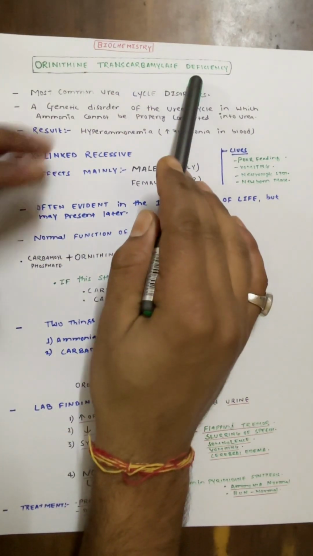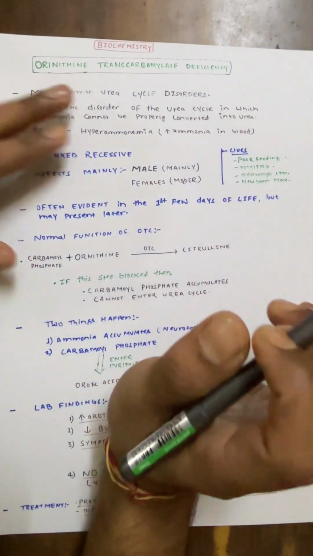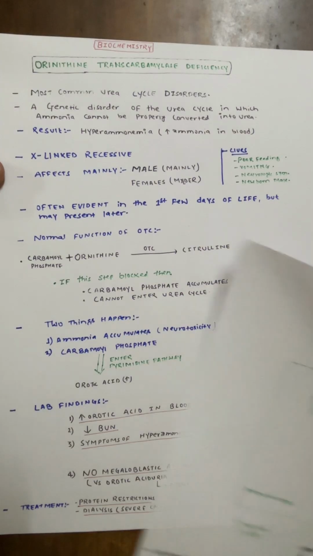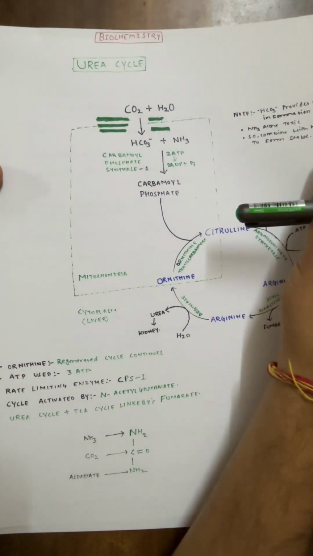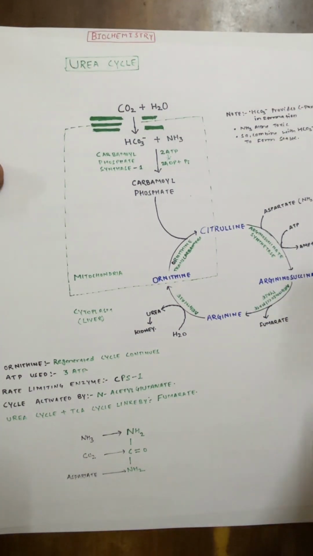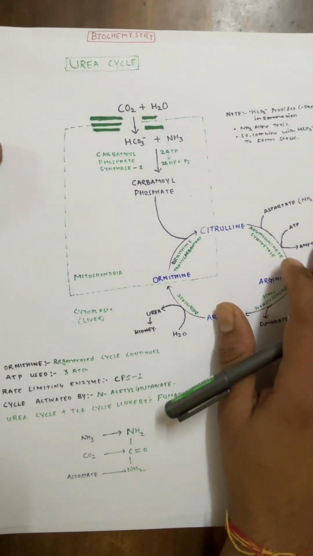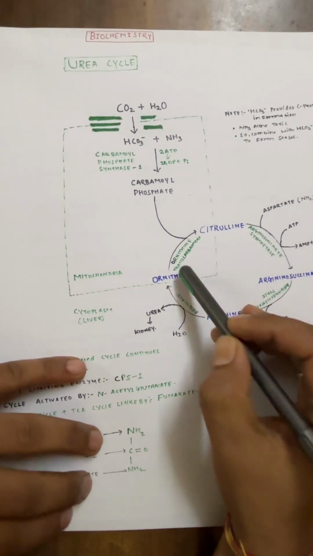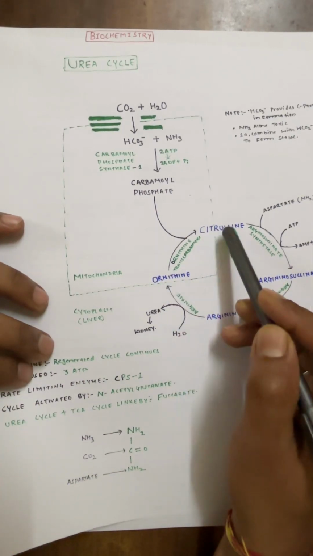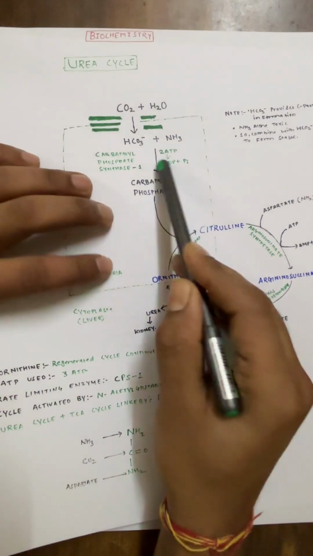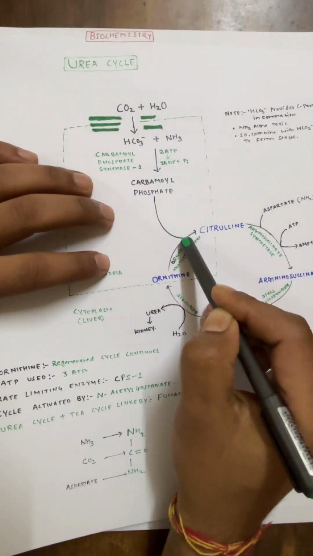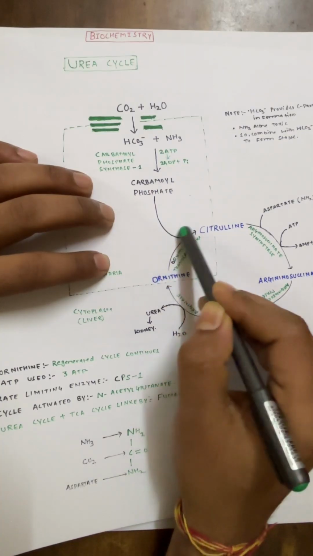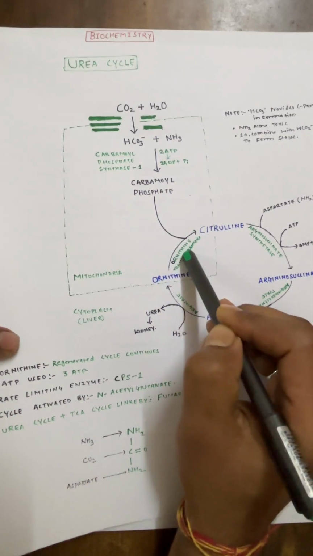So we are starting our topic, ornithine transcarbamylase deficiency. Before starting, I've already made a video on the urea cycle previously. In the last video of the urea cycle, we all know that this enzyme ornithine transcarbamylase is used to convert ornithine into citrulline. And carbamoyl phosphate is also used in this step. So if this enzyme is deficient, then what will happen? We are talking about this enzyme.